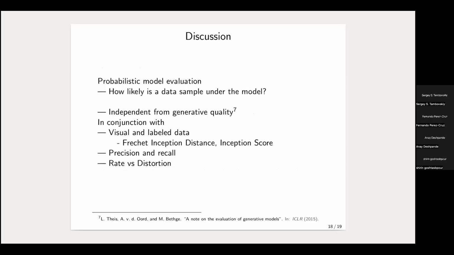And there is a short discussion that I want to make about probabilistic model evaluation, which is a method that is generally used for training and for evaluation, choosing a model selection or model comparison.